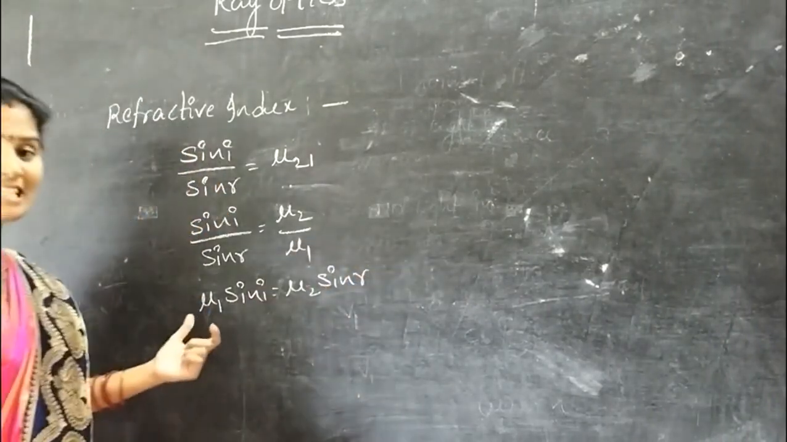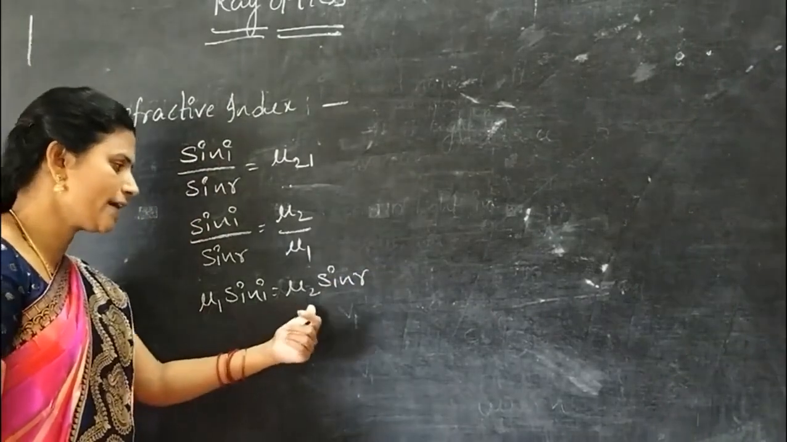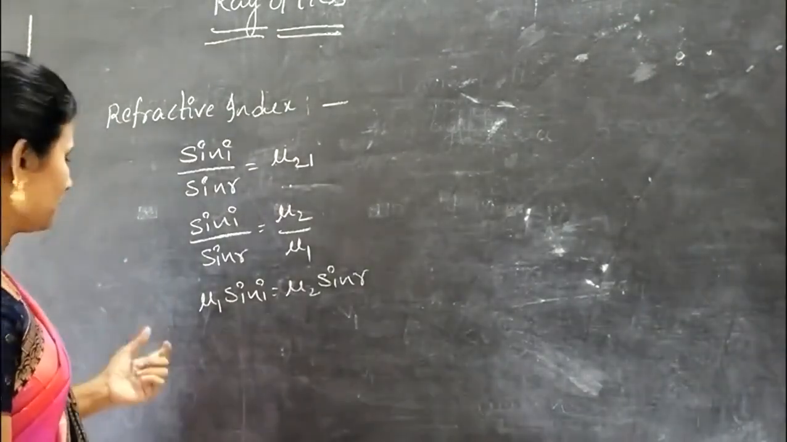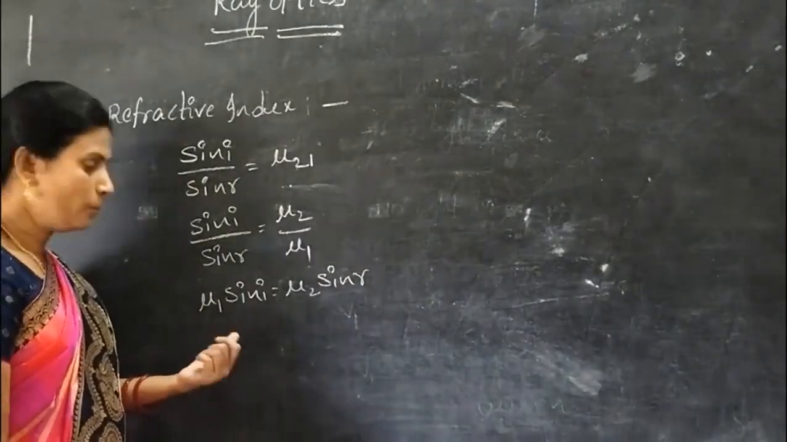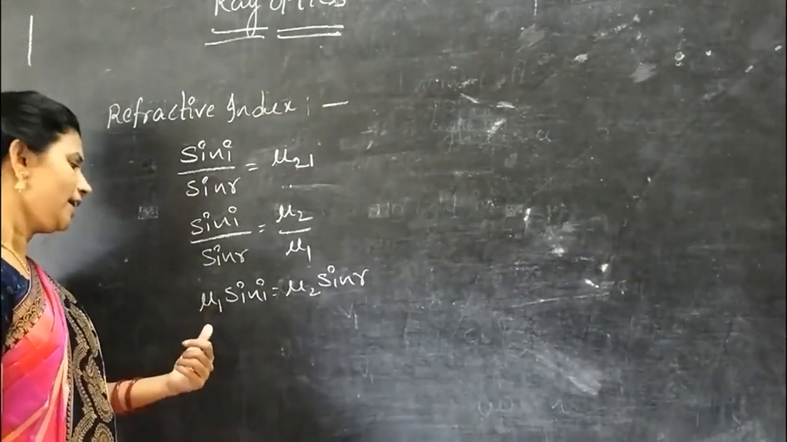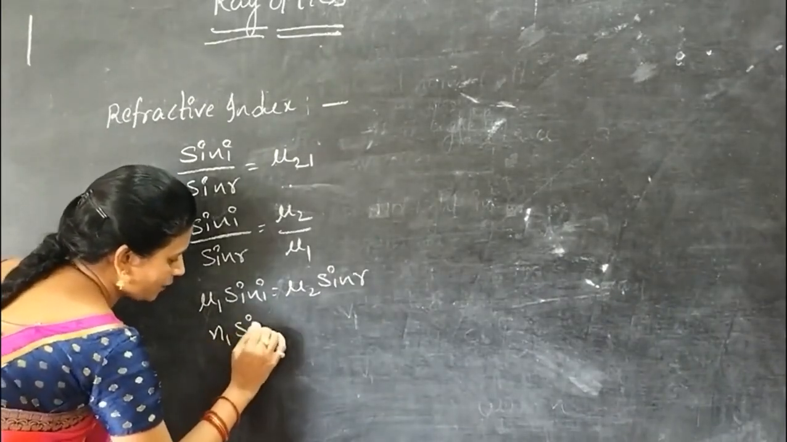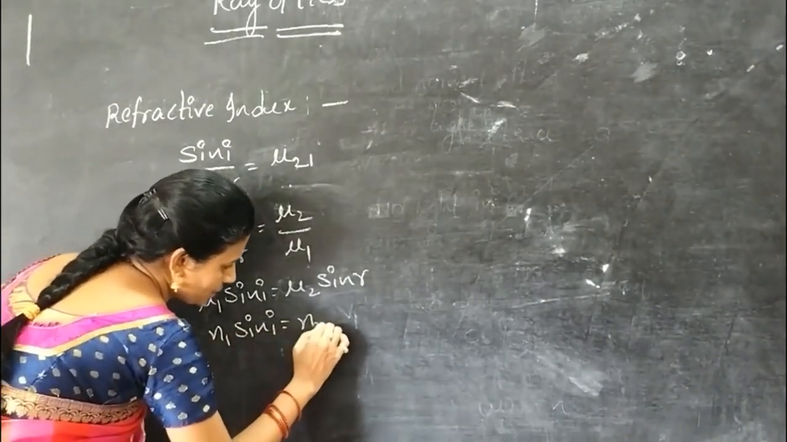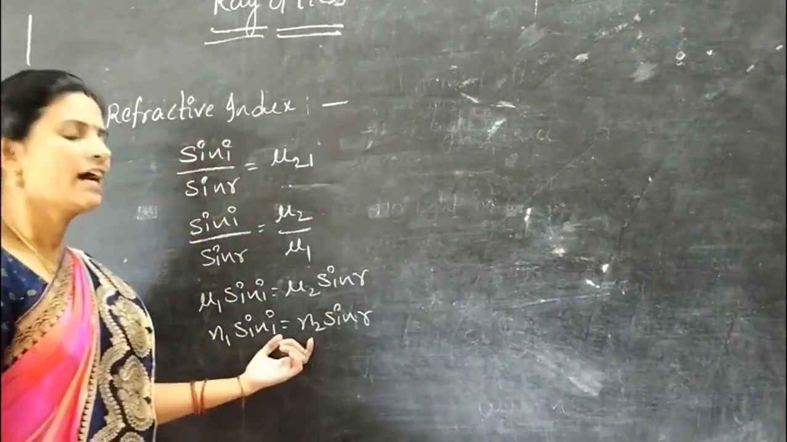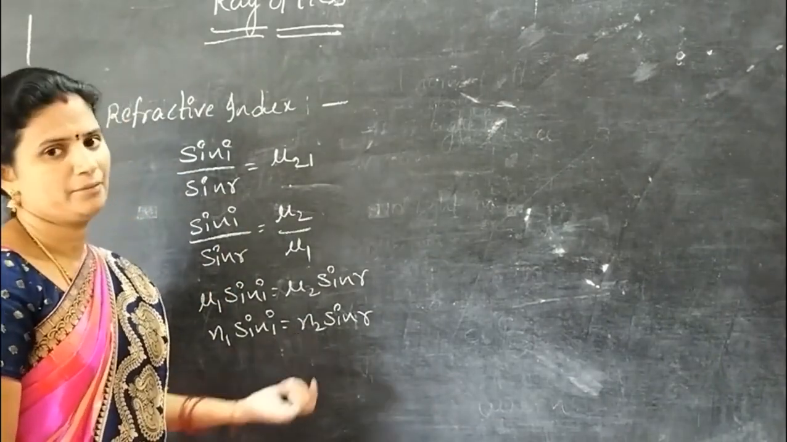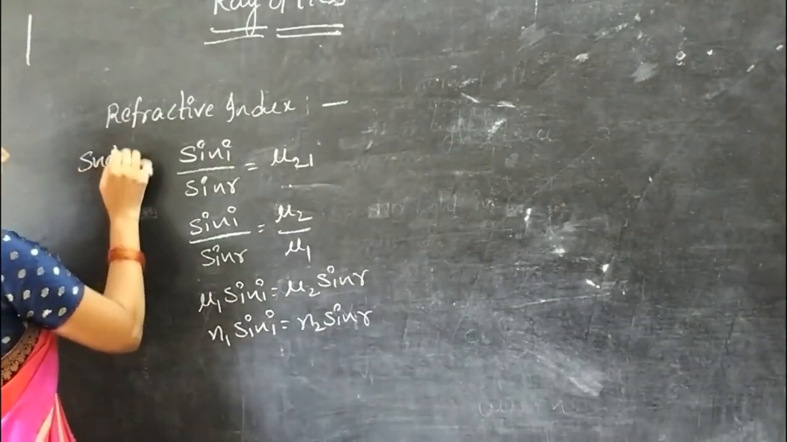In some problems it will be n1 sin i is equal to n2 sin r, because refractive index is represented as mu or n. So in some textbooks, n1 sin i is equal to n2 sin r, where n1 and n2 are the refractive indices of the media. So this is nothing but Snell's law.